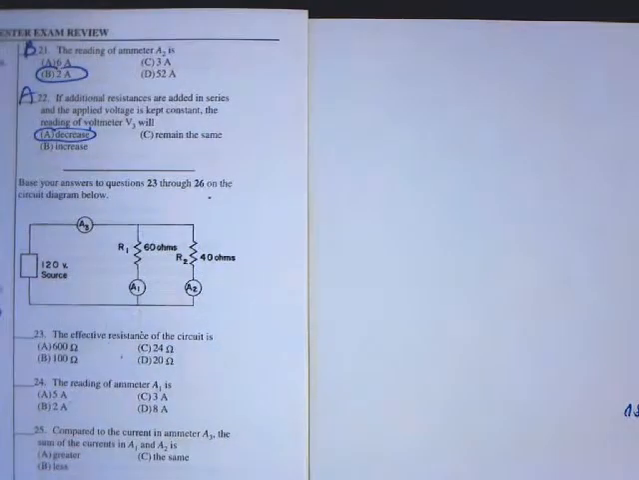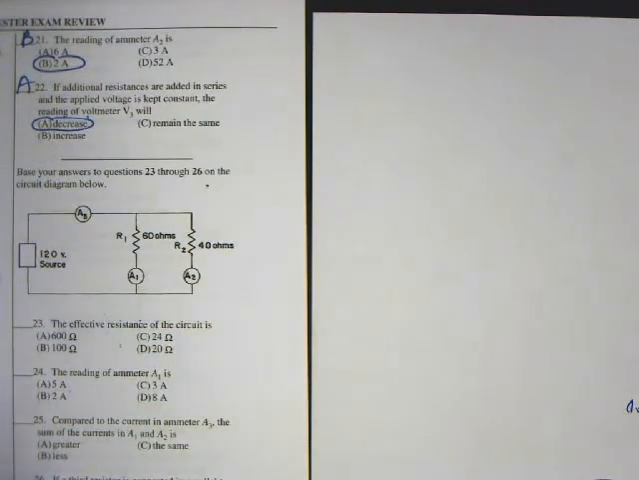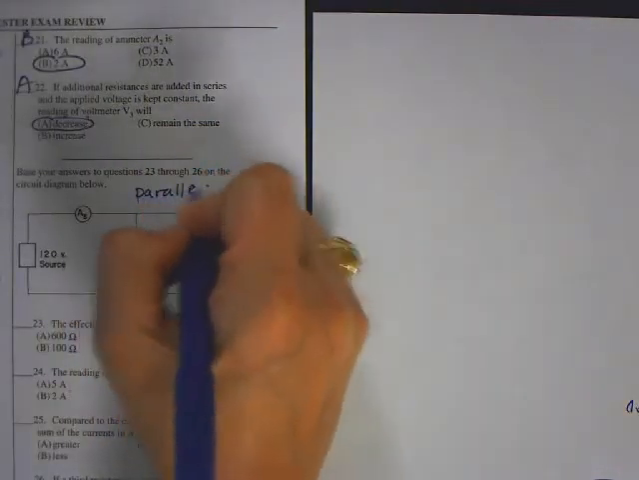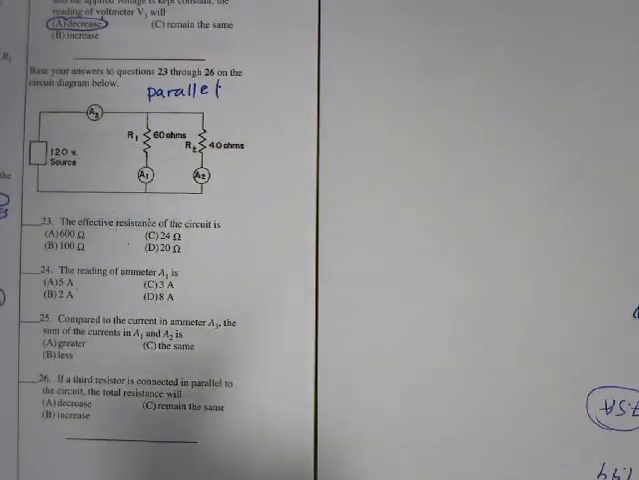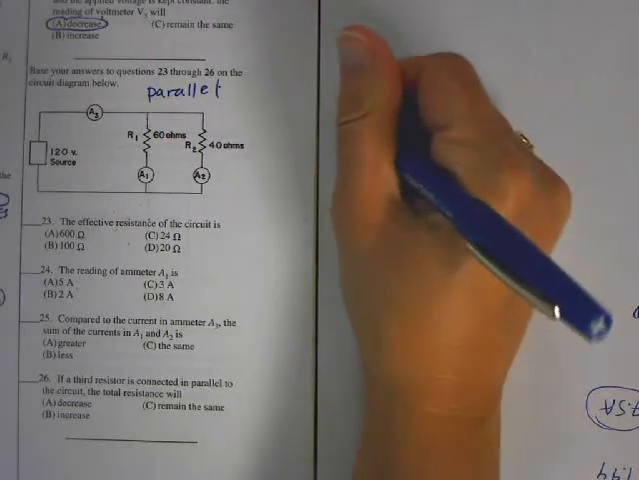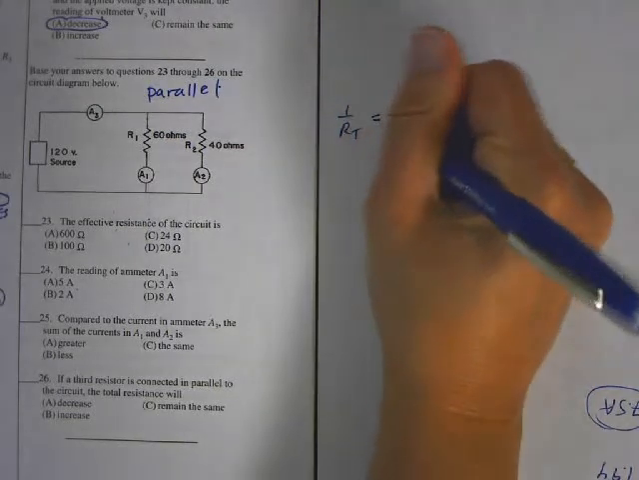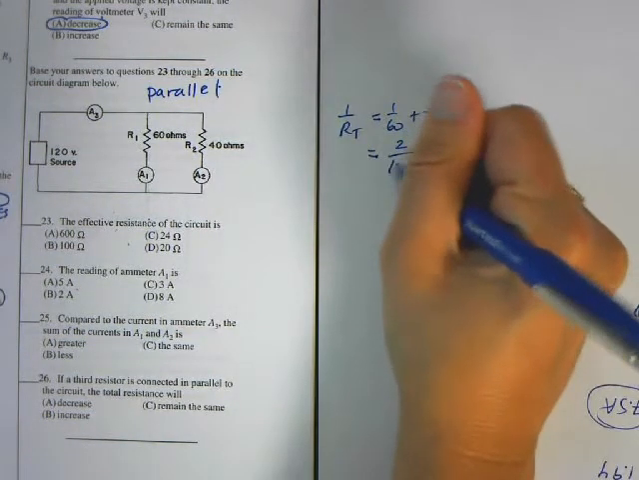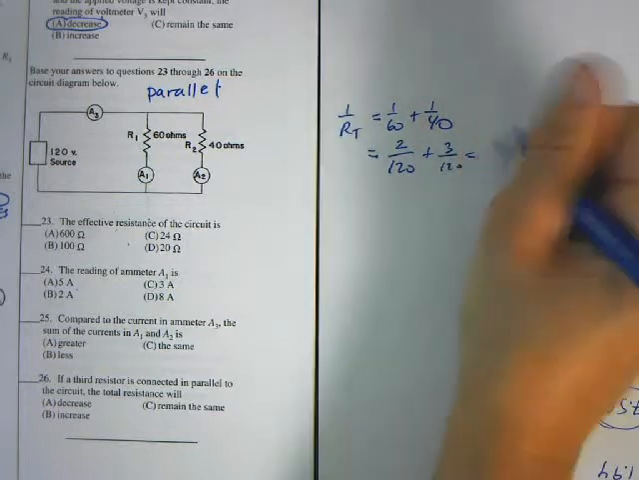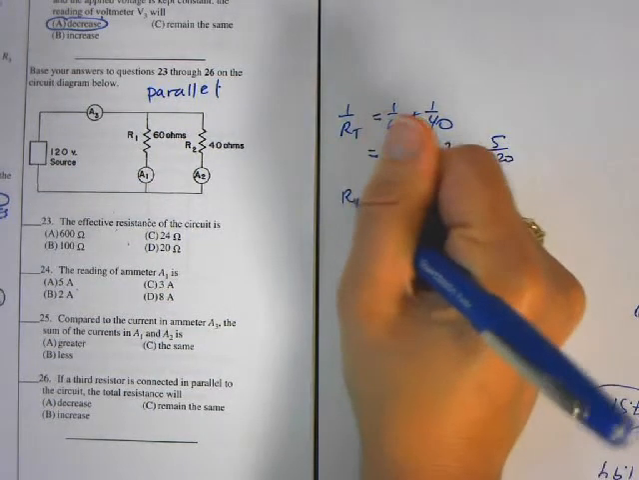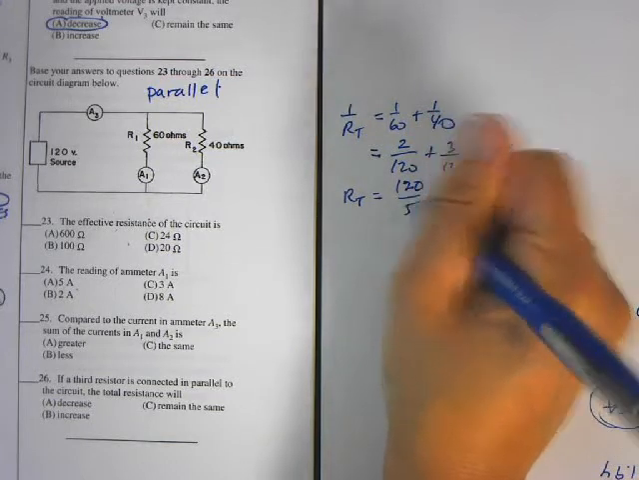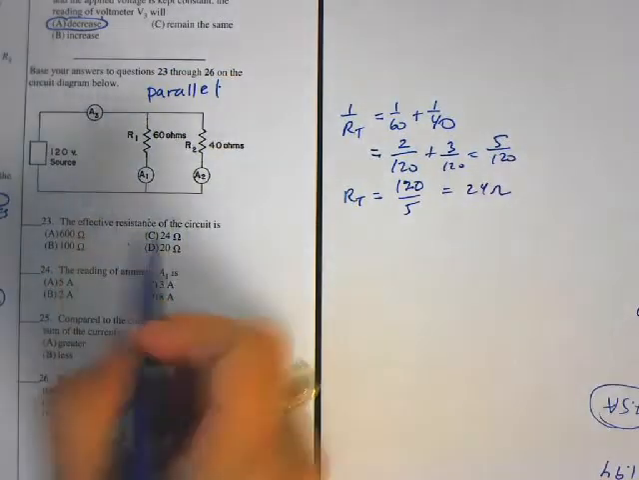Number 23, the first thing I'm going to say is, is it series or parallel? This one's parallel. Number 23 says, what is the effective resistance? For parallel, 1 over RT is equal to 1 over 60 plus 1 over 40. I would just find a common denominator: 2 over 120 plus 3 over 120 is 5 over 120. So RT is equal to 120 over 5, which reduces to 24, which would be choice C.